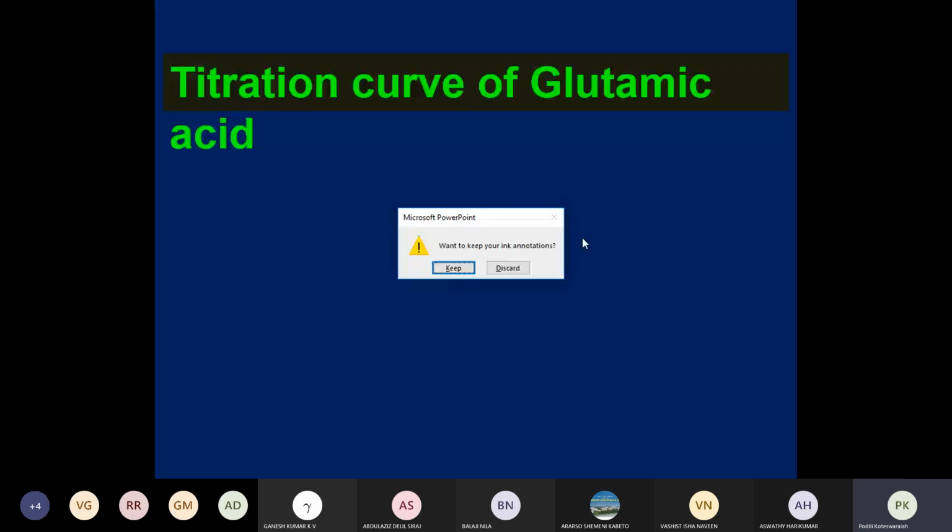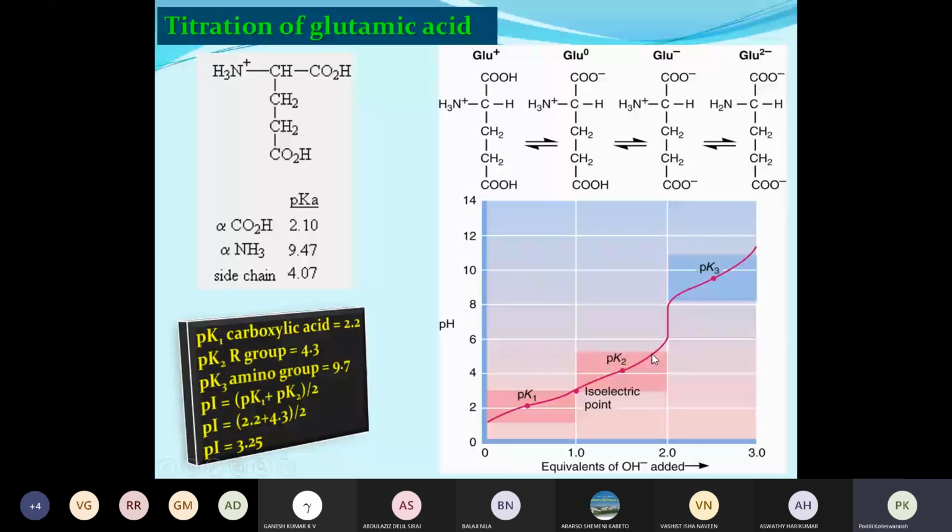acidic amino acids, we have here glutamic acid. When glutamic acid is titrated with alkali, you see how the ionization state of glutamic acid changes. As I already said, at extreme lower pH, glutamic acid also exists as a protonated form, in the sense the alpha carboxyl group is protonated, the alpha amino group is protonated, and the side chain carboxyl group is also protonated. So at extreme lower pH, all the three ionizable groups are protonated.